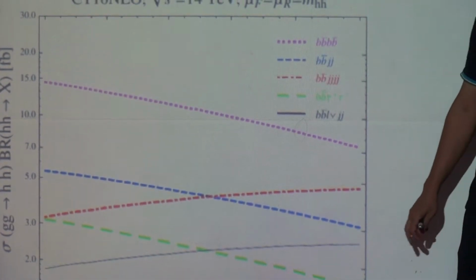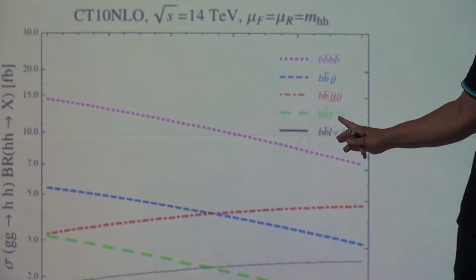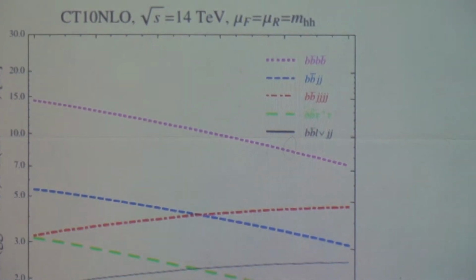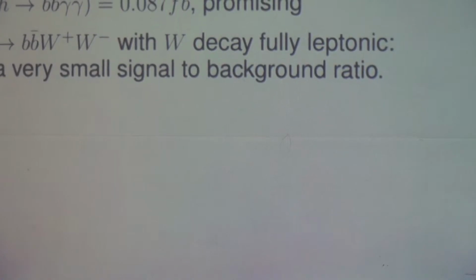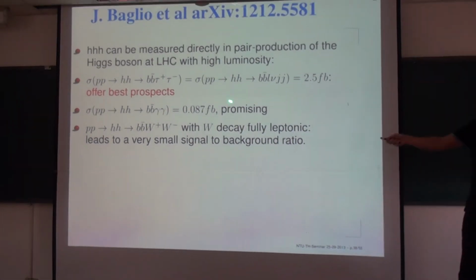So most of the people concentrate on this one: one Higgs goes to b bbar and the other one goes to tau tau, or one Higgs goes to b bbar and the other one goes to gamma gamma. Even though the cross section is quite small, it is possible to reconstruct the triple coupling from that one.